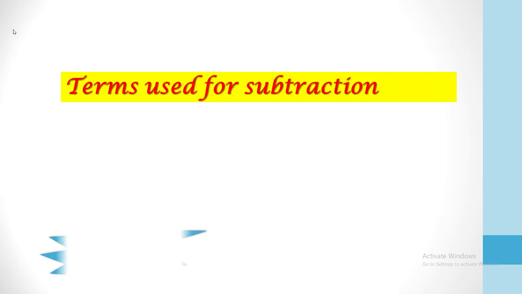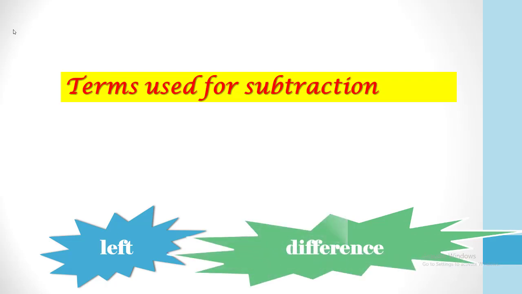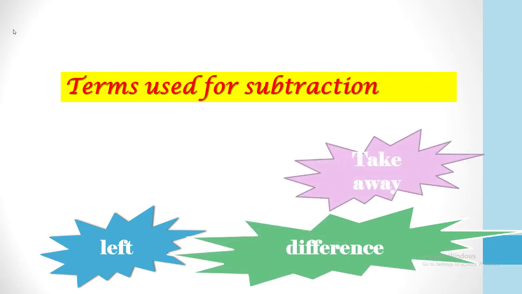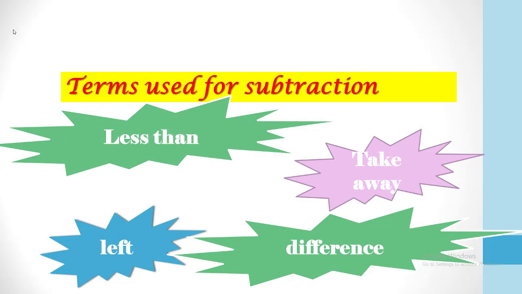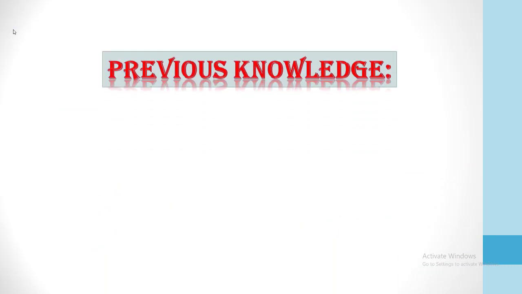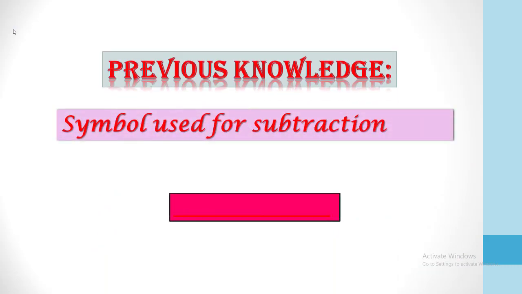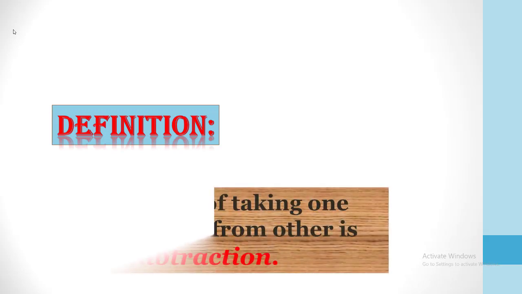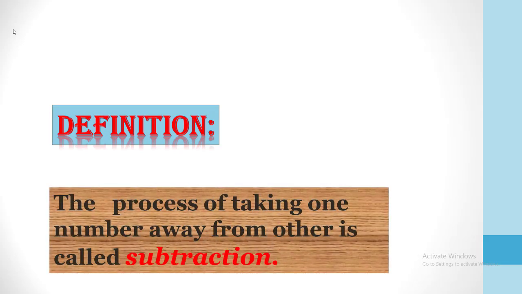The terms used for subtraction are left, difference, take away, less than. As you know, the symbol of subtraction is this one. The definition of subtraction is: the process of taking one number away from another is called subtraction.